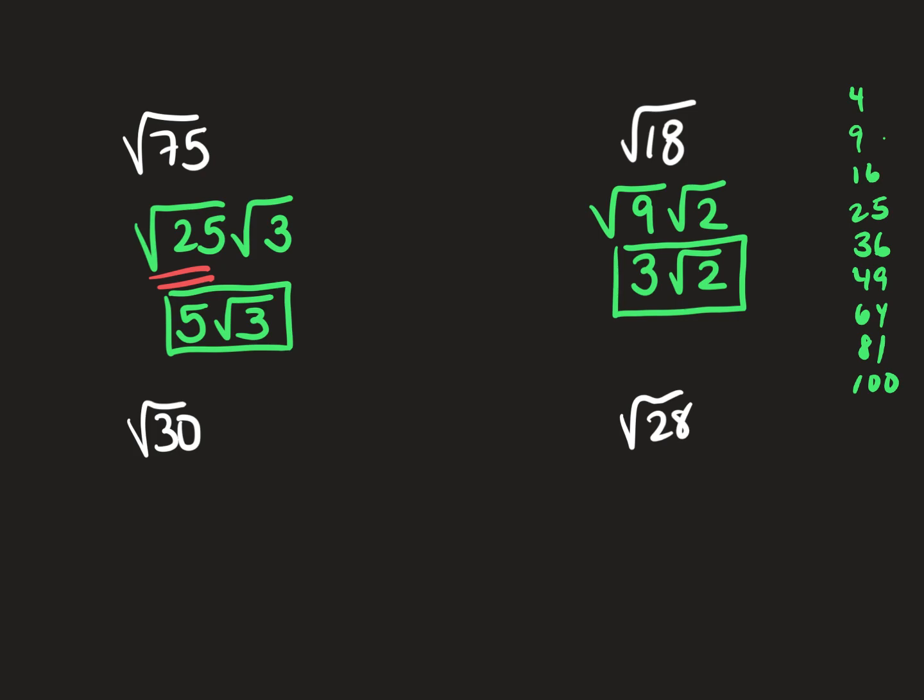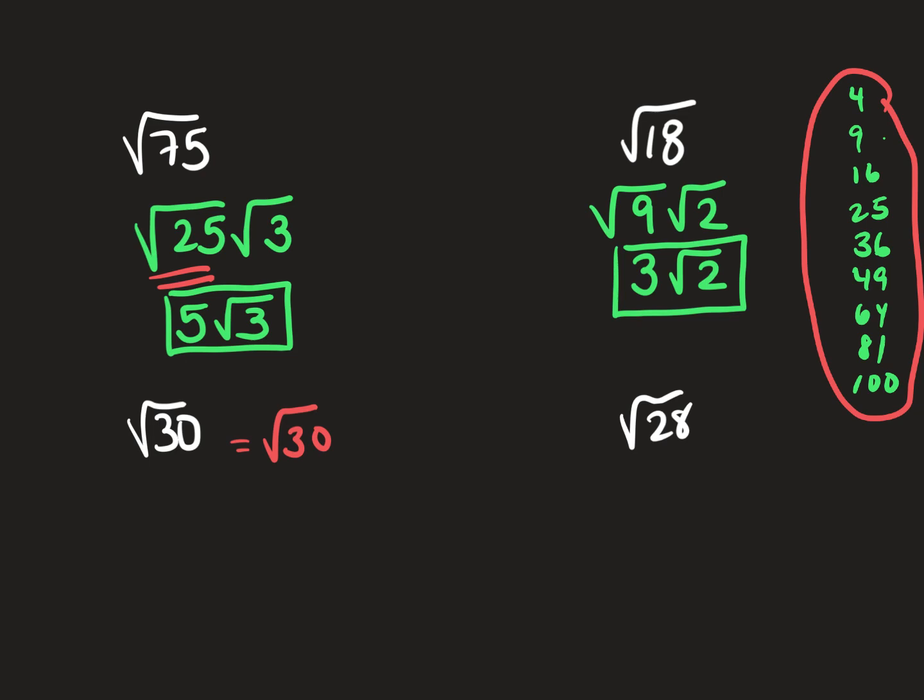Now when I go to 30, 30 is kind of an interesting one. So 30 doesn't divide by 4, 30 doesn't divide by 9, 30 doesn't divide by 16, 30 doesn't divide by 25. So none of these numbers that we have over here divide into 30. So in cases like this, this is just my answer. It does not simplify. So radical 30 does not simplify any further. So radical 30 is just simply radical 30. It doesn't simplify at all. And there are lots of numbers that do that.